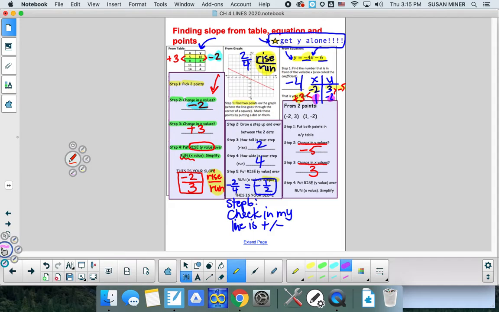Okay, then I put the rise. Remember, the rise is my y value because my y-axis is the axis that goes up and down. So I put my rise over my run, and my rise was -5. I put it over 3. There's my slope. So I can very easily find the slope from 2 points.